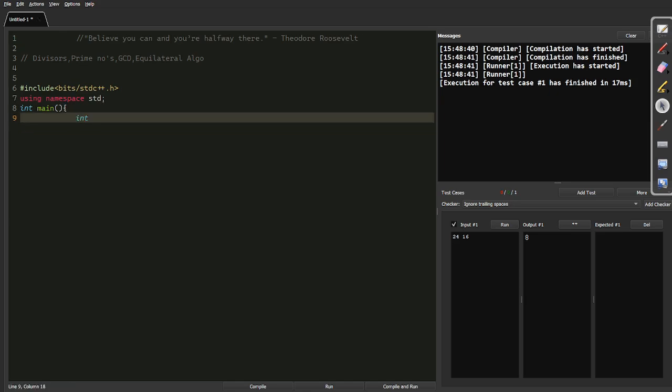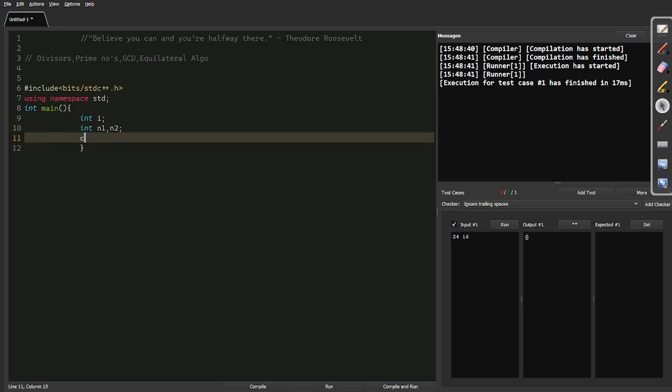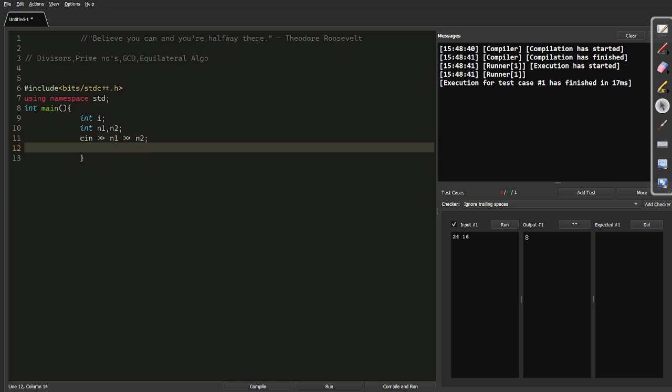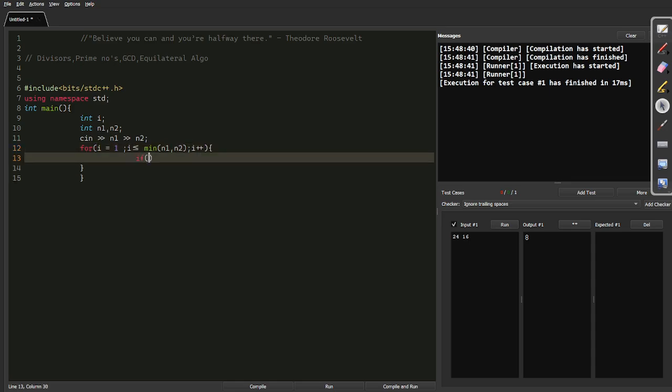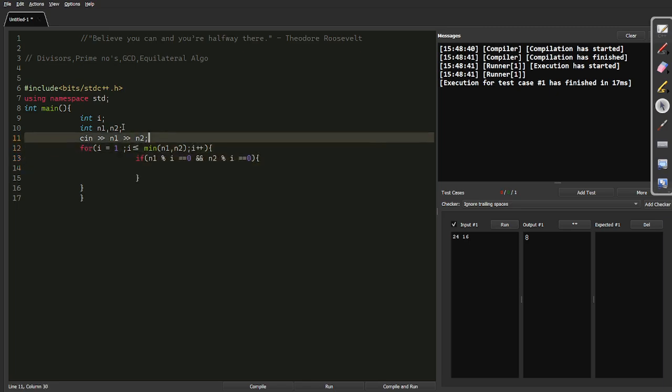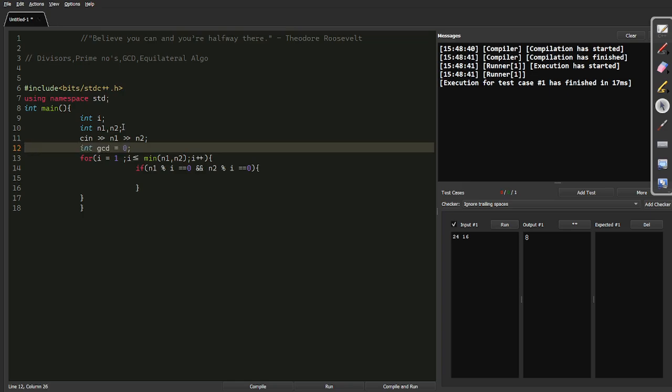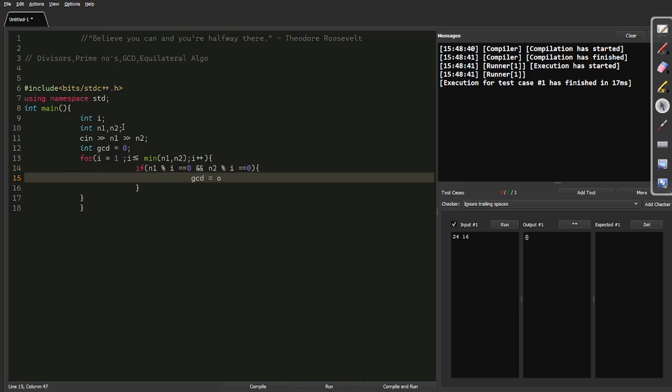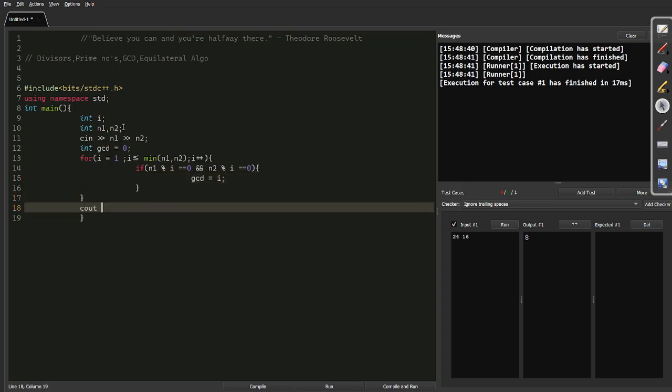Let's write the code here. int i, int n1, n2, cin n1 and n2, and then for i equal to 1, i should be less than or equal to the minimum of n1 comma n2, i plus plus. I do not know how many times it is going to iterate. Now I just find the divisor. How do you find the divisor? n1 mod i equal to 0 and n2 mod i equal to 0. I'll take a variable to store the GCD here: int gcd equal to 0, gcd equal to i. So cout gcd.